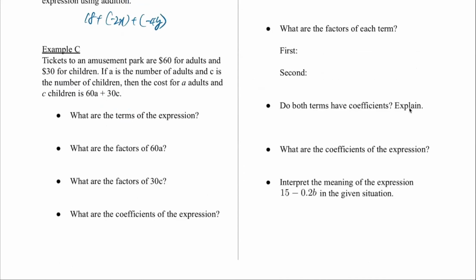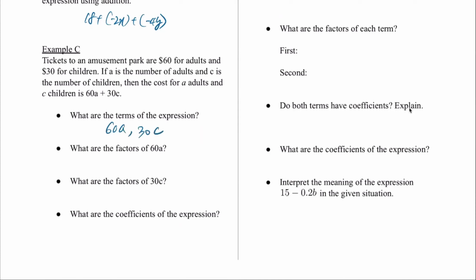In example C, there are $60 per adult to go to the amusement park, and they cost $30 for children. If A is the number of adults and C is the number of children, then the cost for A adults and C children is 60A plus 30C. What are the terms of the expression? Well, as before, it is 60A and 30C.